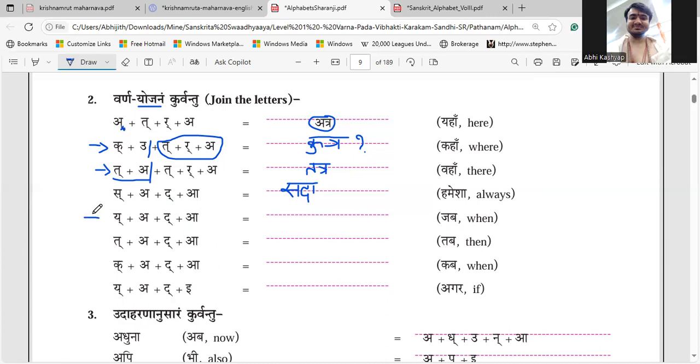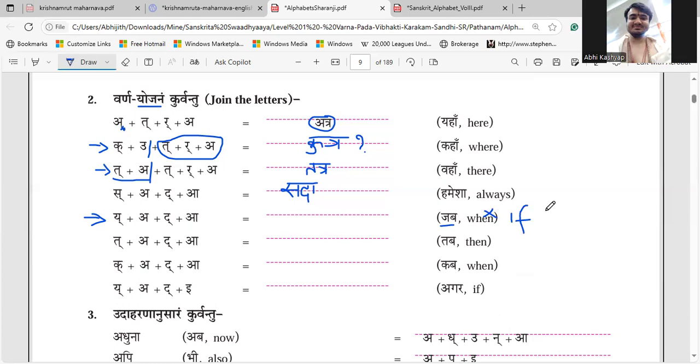Now yada is not when. The meaning is wrong over here. For when, the question is kada. Yada means if, actually. They have given if. Yada yada hi dharmasya, remember that? So whenever. That is the reason they have taken it.